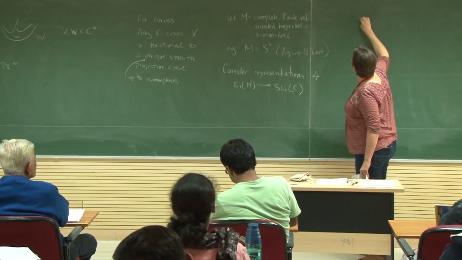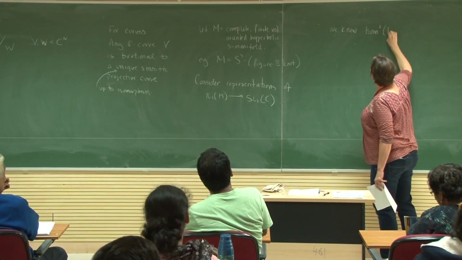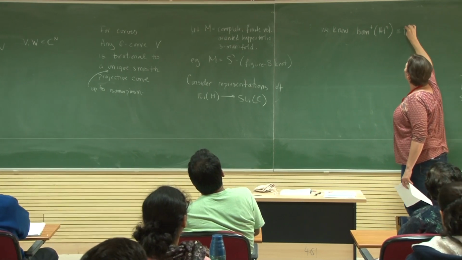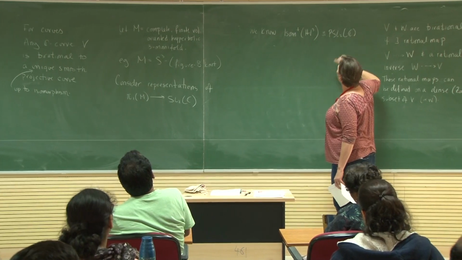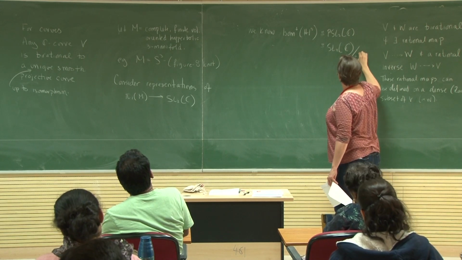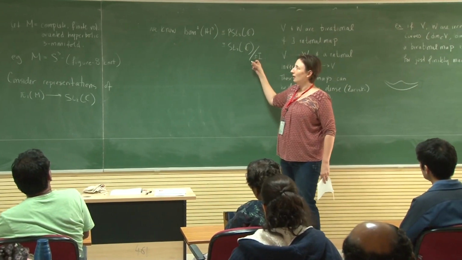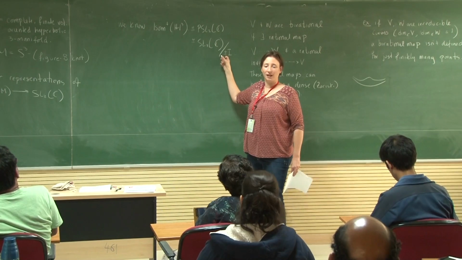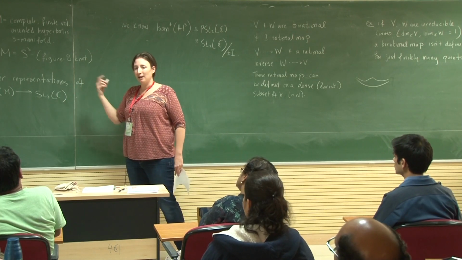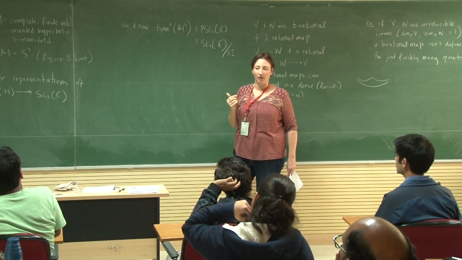Why don't I just say we know that the orientation preserving isometries of H3 look like PSL2C. And PSL2C is just SL2C mod plus or minus I. So if you are willing to sacrifice understanding the signs, then a representation of this type is essentially a representation into the isometry group of H3.